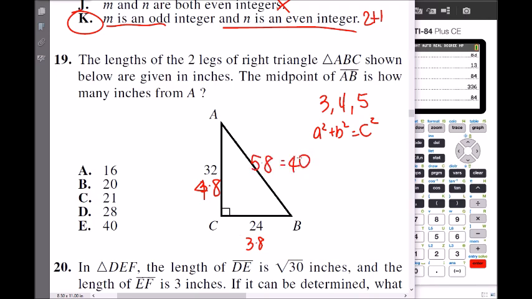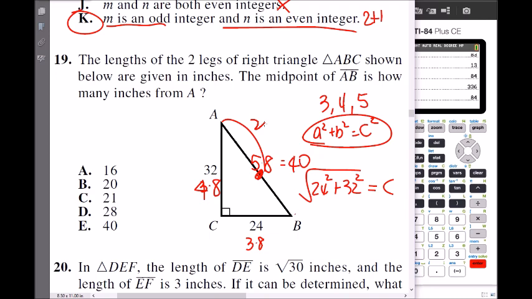Or you can use the Pythagorean theorem again, and you will get this length, 40, like 24 squared plus 32 squared, and you take the square root of it to find C. When you plug into the calculator, you get 40. So the midpoint of AB must be 20 away from A, so it is B.